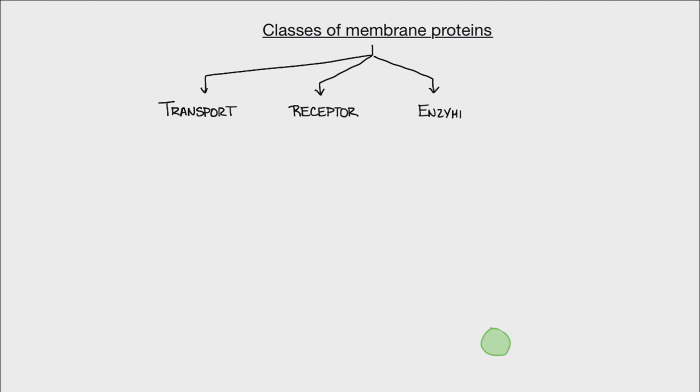There are 4 major classes of membrane proteins. One of which, and perhaps the most important to us, is transport. So again, these are proteins that are going to be embedded in the plasma membrane. Another of which is to be a receptor. Some membrane proteins are enzymes, and some are used for structure.